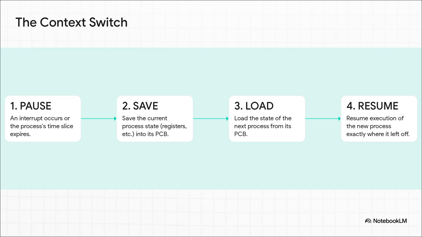First, a little timer goes off or something needs attention, so the OS hits pause on the current task. Then, it carefully saves everything about that task, the recipe bookmark, the tools it was using, all of it, right into its PCB. Next, it looks at the order board, picks a new task, and loads all the information from that task's PCB. And finally, it hits resume, and the CPU starts crunching away on the new task like it had been working on it the whole time.